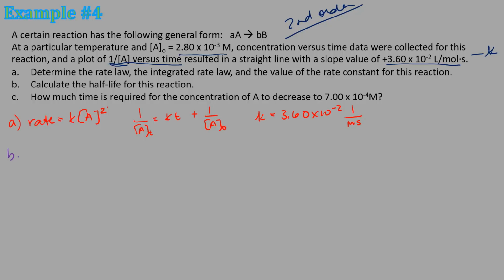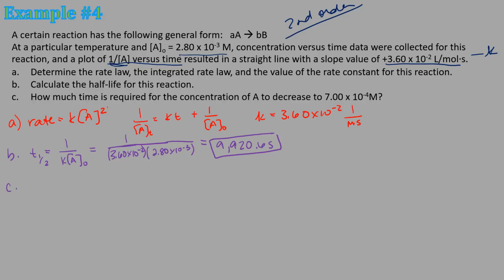B, calculate the half-life. And so what we determined was that the half-life equation is 1 over K times A naught. So if I plug those things in, 1 divided by 3.60 times 10 to the negative 2, that's my K, times A naught, which is 2.80 times 10 to the negative third, my half-life is going to be 9,920.6 seconds.